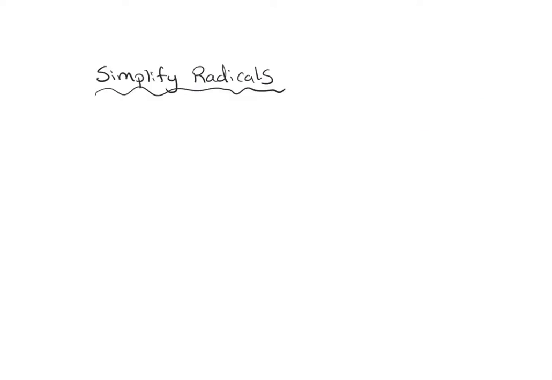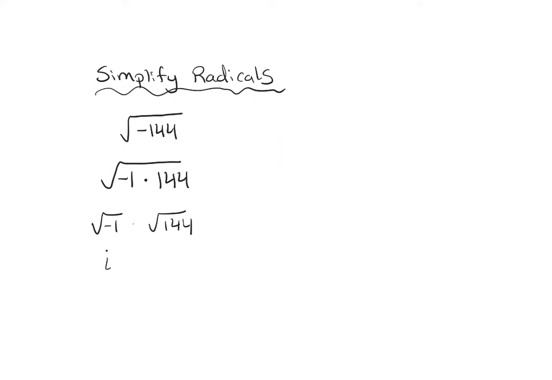Okay, 2 examples simplifying radicals or square roots. So let's say I have the square root of -144. I want you to think of that as -1 times 144. So the square root of -1 times the square root of 144. The square root of -1 is i, and the square root of 144 is 12. So this goes down to 12i.